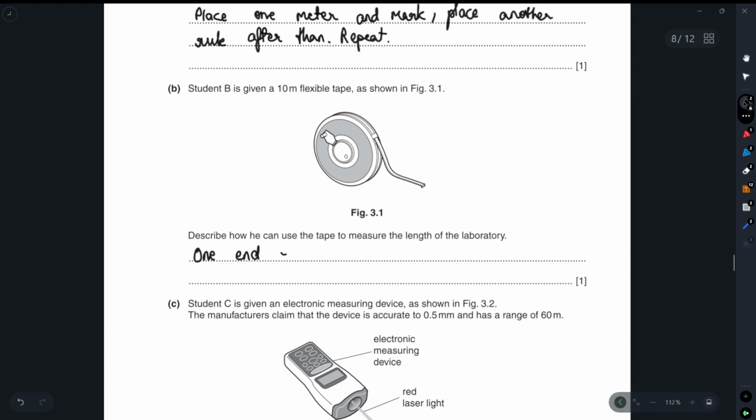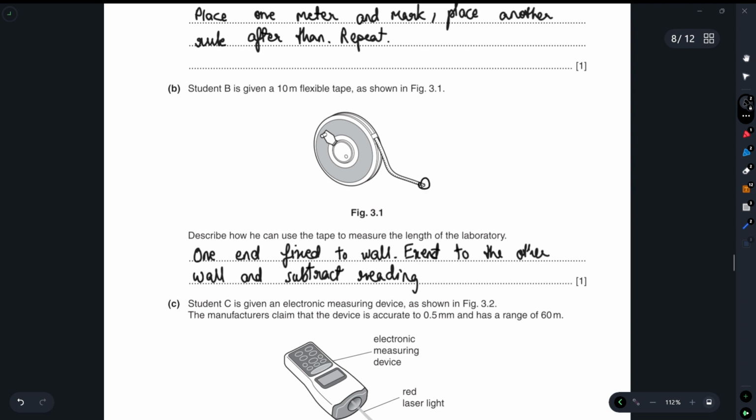So one end fixed to wall, extend to the other wall, and subtract readings. Actually there's no use of subtracting readings, because let's say you fix one end to the other wall instead, that's better. There's no need to subtract, because usually this end right here is going to start at 0, right?